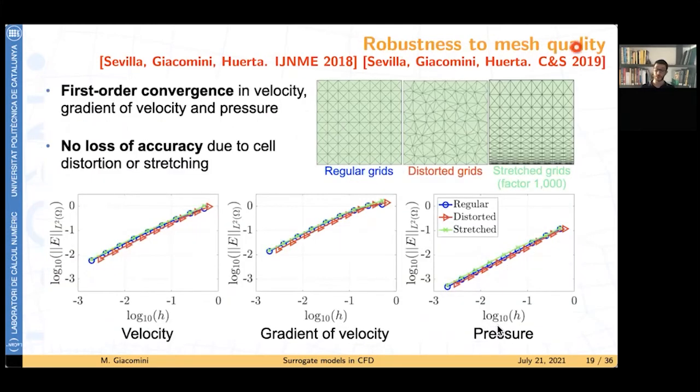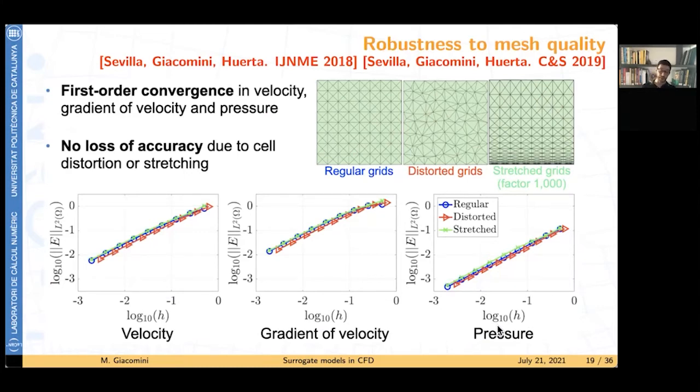So let me dive a bit into some details. The first one is the robustness to the mesh quality. This is the case of a Stokes problem with an analytical solution that we tested using regular grids, distorted grids, or stretched grids with stretching factor up to 1000. The results that I'm showing are for triangles, but actually we extended also to quadrilaterals, hexahedra, tetrahedra, prisms, pyramids, and everything works in a comparable way.